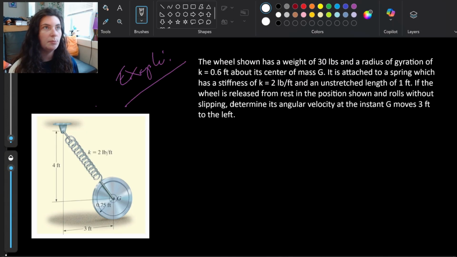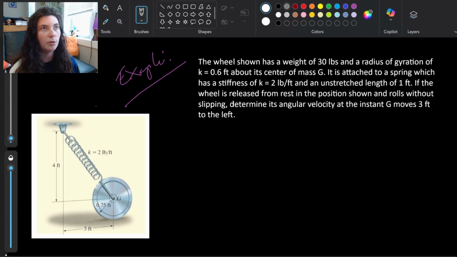Alright, so for our first example here, the wheel shown has a weight of 30 pounds and a radius of gyration of k equals 0.6 feet about its center of mass G. It's attached to a spring which has a stiffness of k equals 2 pounds per foot and an unstretched length of 1 foot. The wheel is released from rest in the position shown and rolls without slipping. Determine its angular velocity at the instant G moves 3 feet to the left. So G is moving 3 feet to the left.